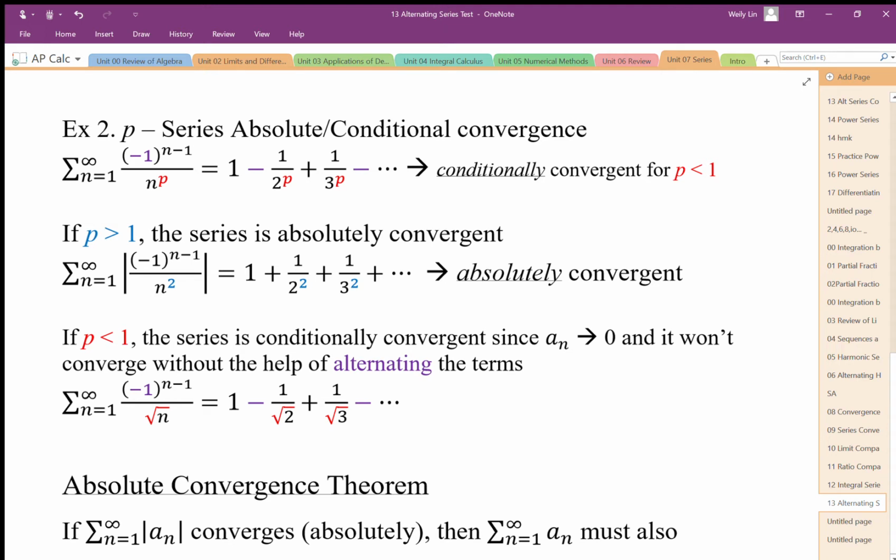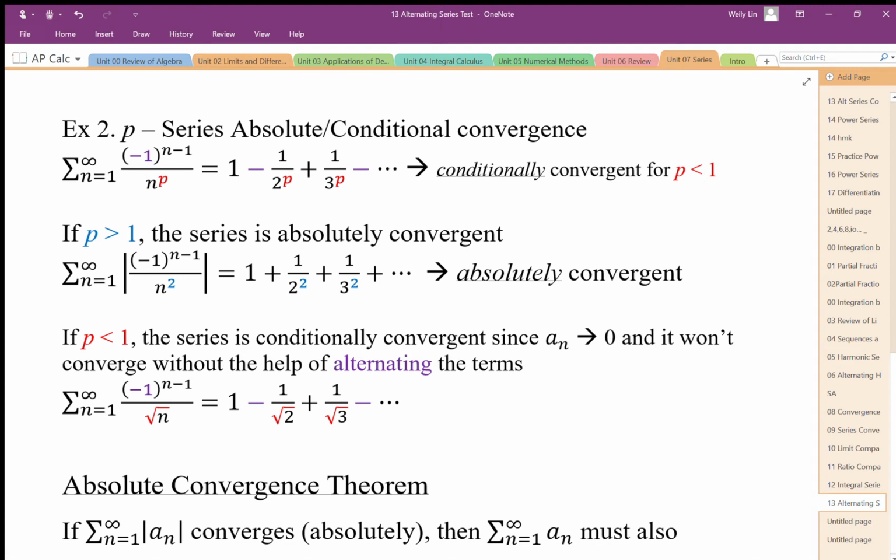So let's look at this issue of absolute versus conditional convergence. We say something converges absolutely if we make the terms all positive and it still converges. We say that something is conditionally convergent if it doesn't converge when we have all positive terms, but it will converge if it has positive and negative terms. So conditional convergence means it needs some help.